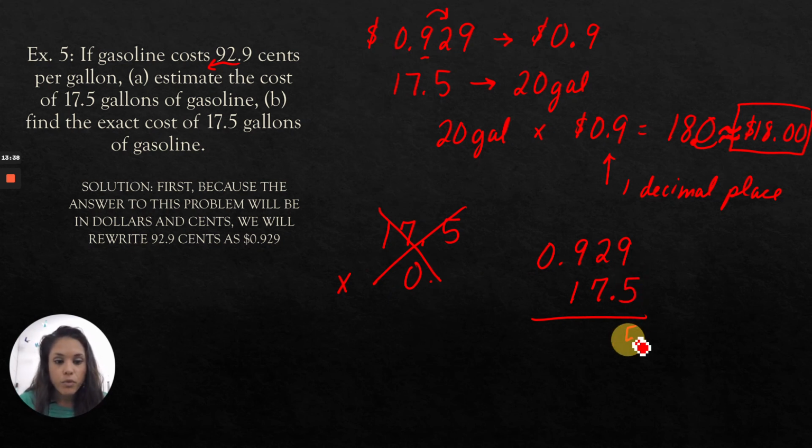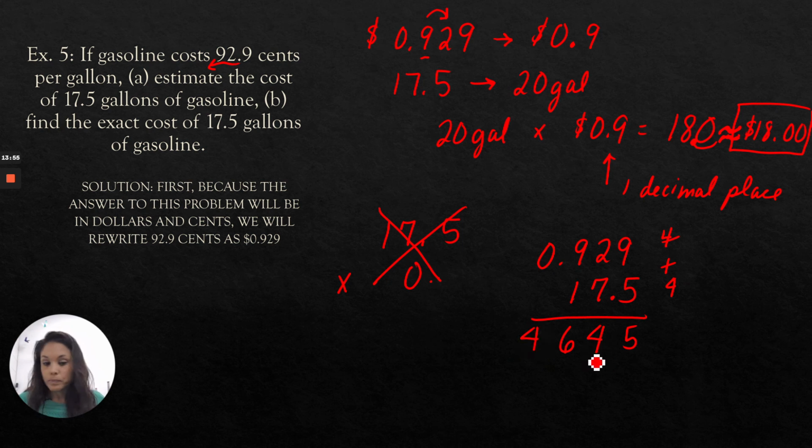9 times 5 is 45. 5 times 2 is 10, plus 4 is 14. 9 times 5 is 45, plus 1 is 46. 5 times 0 is 0, plus 4 is 4. Now I'm going to multiply my 7. 7 times 9 is 63. 7 times 2 is 14, plus 6 is 20. 7 times 9 is 63, plus 2 is 65. 7 times 0 is 0, plus 6 is 6.